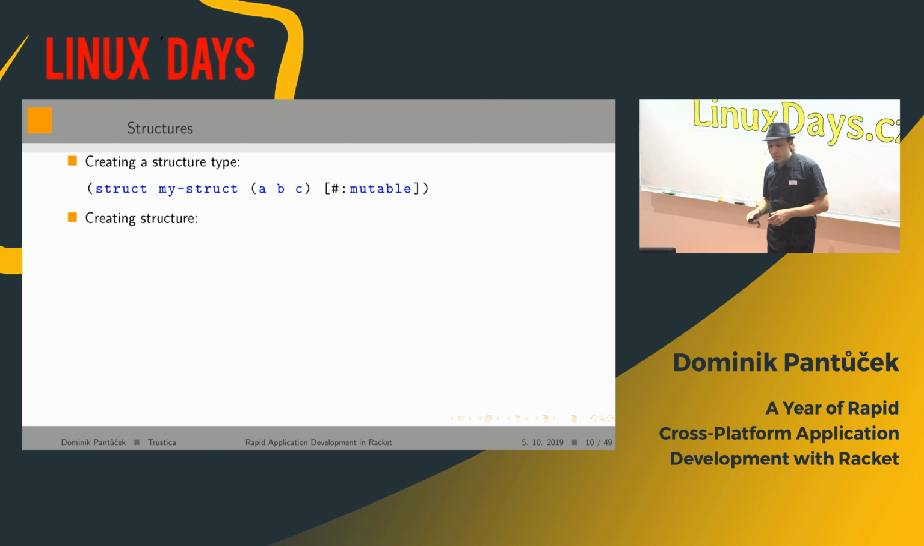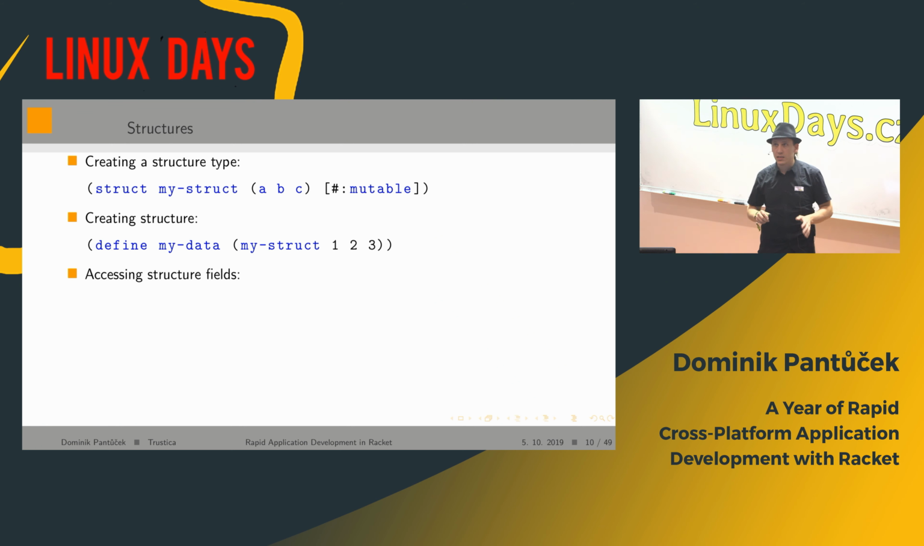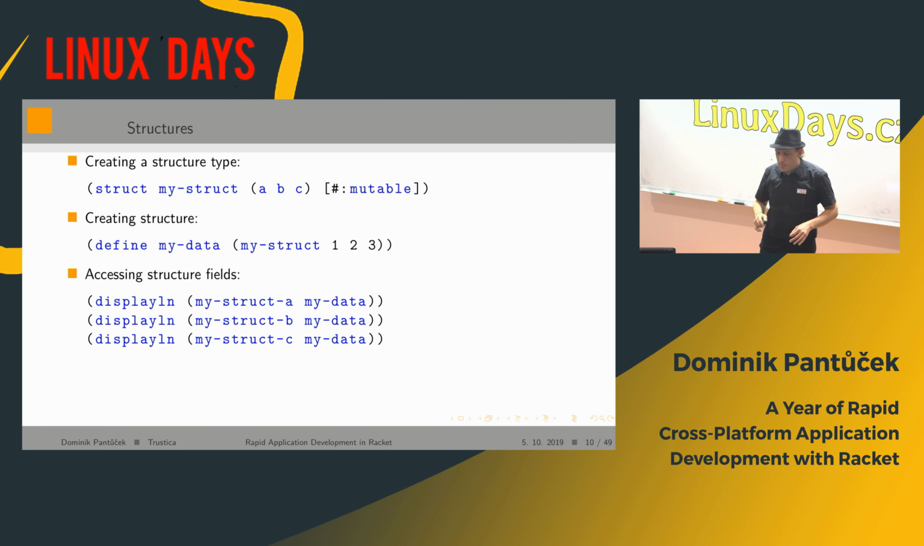So you create a structure type, then you can create a structure. Once again, you create the data and bind it to some name. In this case, ABC is going to be 1, 2, 3. If you want to access the structure field, it's very different to traditional languages. There are defined accessors which are named by using a combination of the structure name, dash, and the field name. This way we can access the ABC in our myData variable.